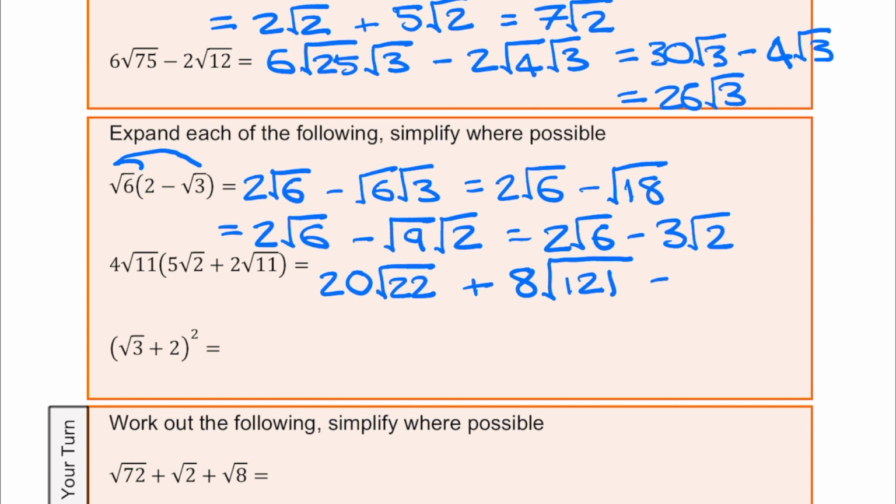Simplify from there if you can. No square numbers bigger than 1 that go into 22, so we can't simplify that bit. But the square root of 121 is a square number, so we can square root that to give us 11. Final step then, leave the 20 root 22 because it can't be simplified. But 8 times by 11 going to give us 88.